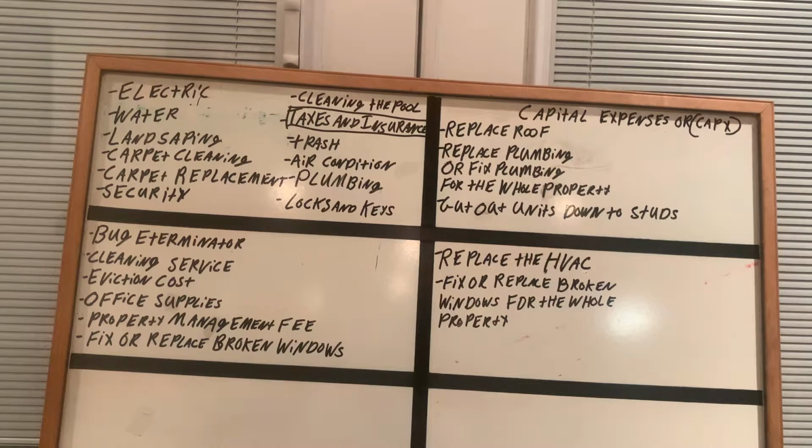Then you have landscaping, carpet cleaning, carpet replacement, and security, because you need security on the property. You got a bug exterminator, because people move out and they have roaches and rats and all that mess. You got to clean up the property and spray it down for bugs. You got a cleaning service, because usually you're going to pay somebody to clean that property.